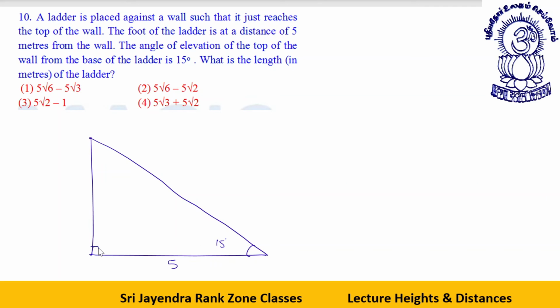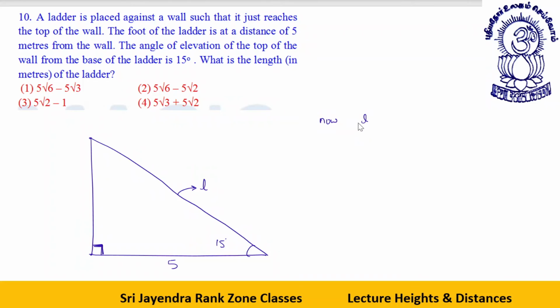This angle is theta. I repeat, a ladder is placed against a wall such that it just reaches the top of the wall. The foot of the ladder is at a distance of 5 meters from the wall. This is 5 meters. The angle of elevation of the top of the wall from the base of the ladder is 15 degrees. What is the length of the ladder? We have to find the length of the ladder.